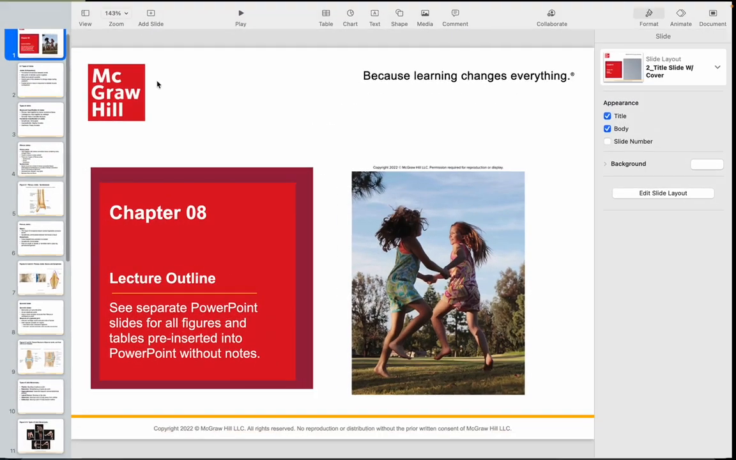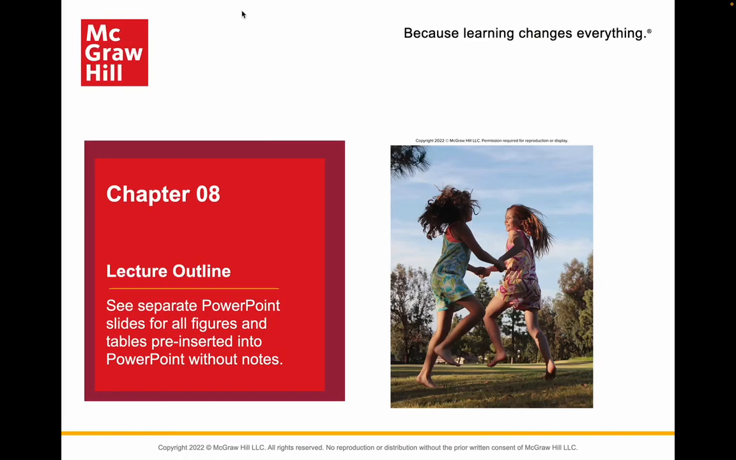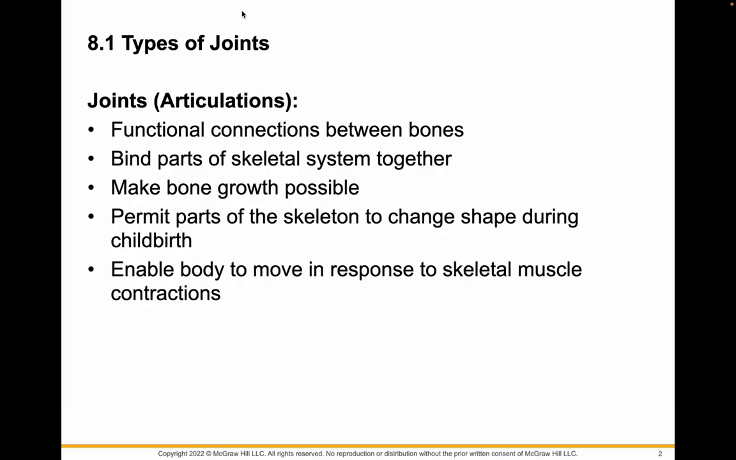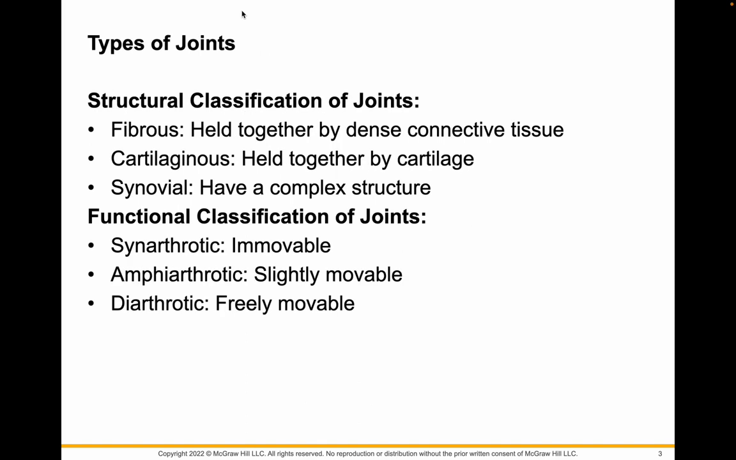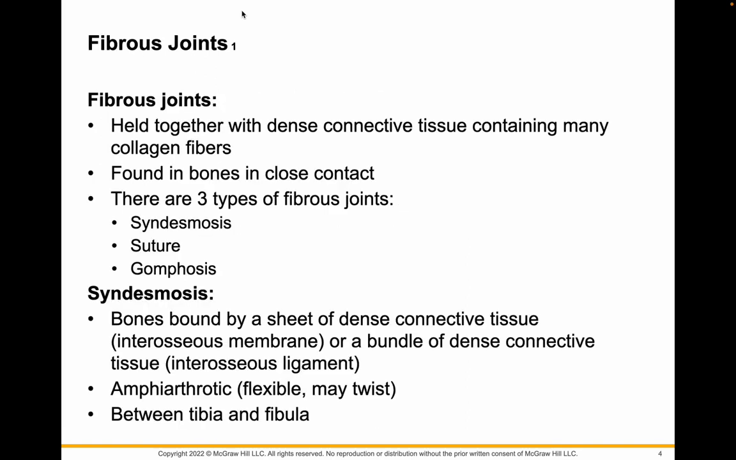All right, chapter 8 is about joints. And remember, a joint is actually an articulation where two bones come together. We classified joints based on their structure as being fibrous, cartilaginous, or synovial. And then we also labeled them on the amount of movement. Synarthrotic, meaning they cannot move. Amphiarthrotic, meaning they can move a little bit. And then diarthrotic, which is freely movable.